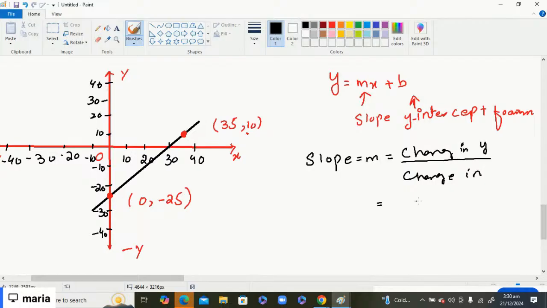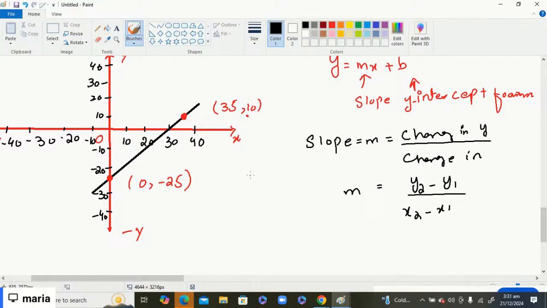What is change in y? That is y2 minus y1 over x2 minus x1. This is your m. Let's see, the 2 points here, 35 and 10, this is your x1, y1, and 0 and minus 25, this is your x2 and y2. Understand this thing?